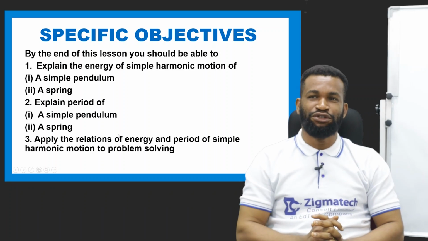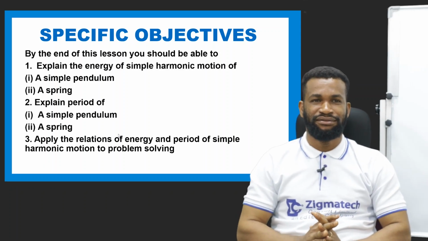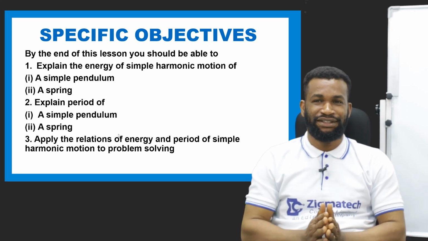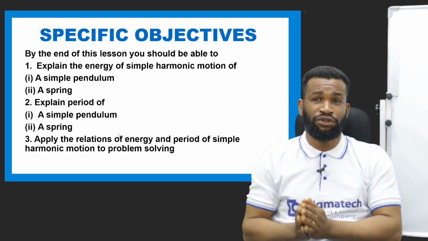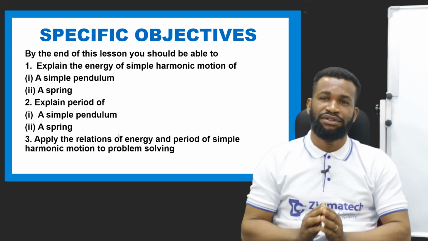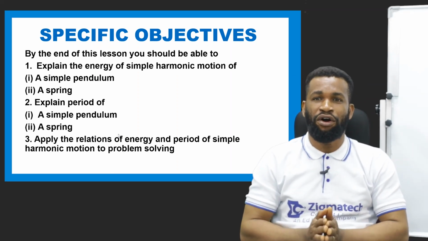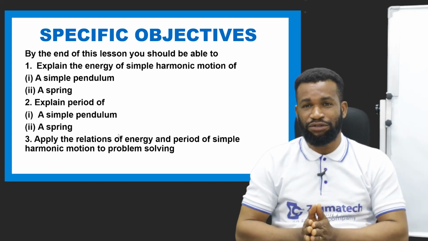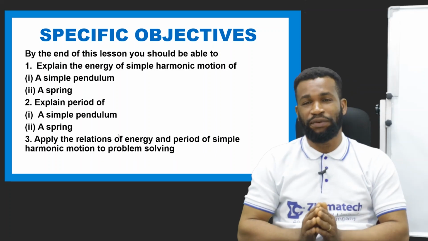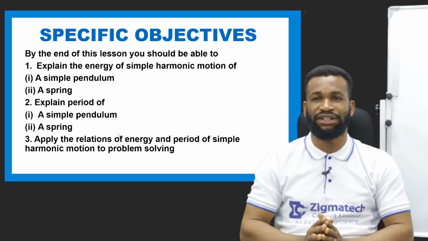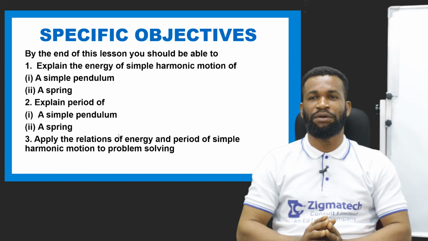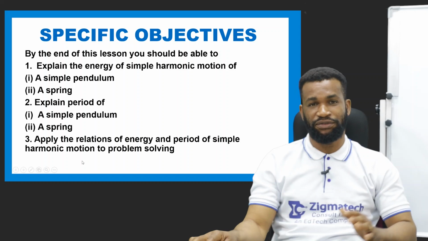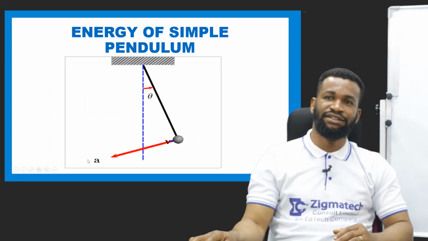By the end of this lesson, you should be able to explain the energy of simple harmonic motion, that is, the energy of a simple pendulum, then we look at the energy of a spring. Second, we are going to explain the period of a simple pendulum and the period of a spring. Third is to apply the relations of energy and period of simple harmonic motion to problem solving. If you are ready, let's get started.